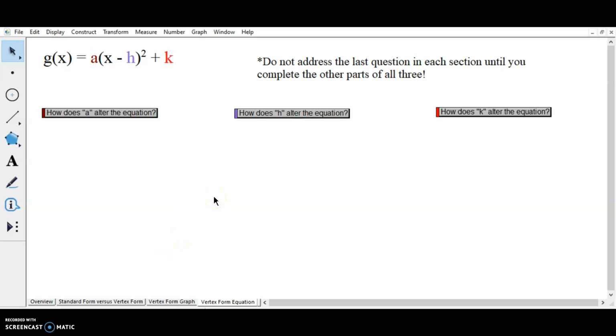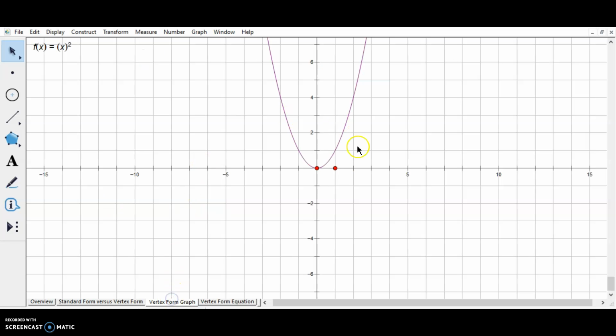All right, so here's how this is going to work. Obviously, we're going to be looking at the a value, the h value, and the k value. And we're going to be investigating how these shifts affect the graph. So I have on your 3rd page a graph of a parabola.